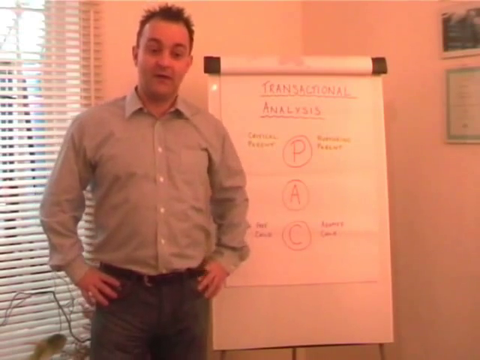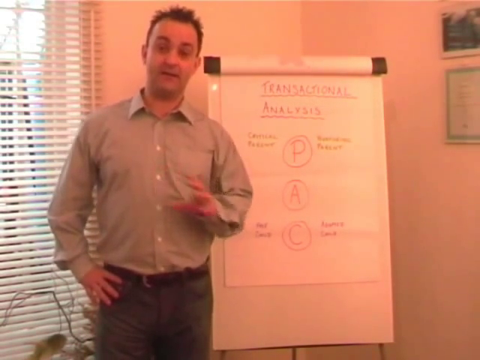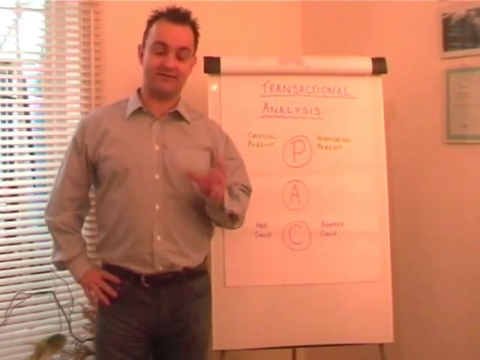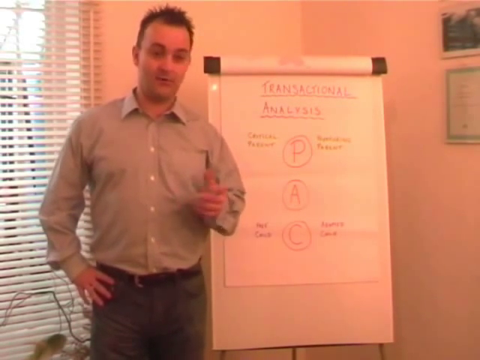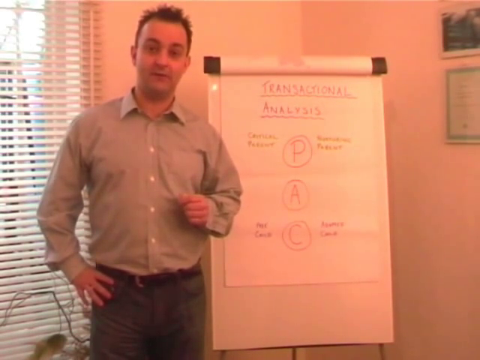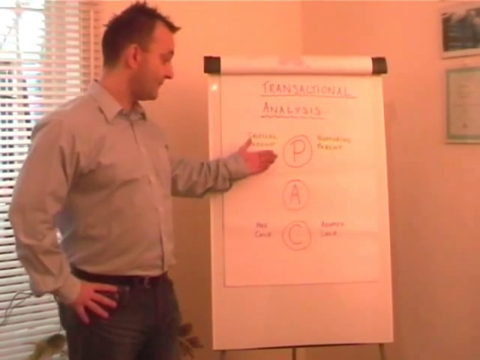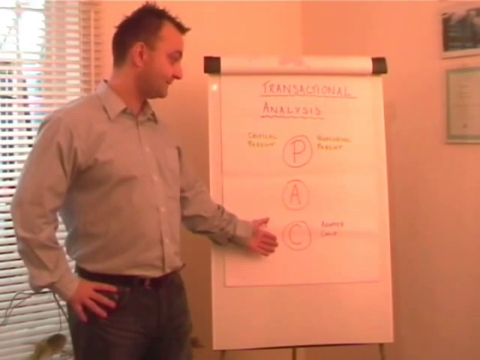A few people have asked me if I could go into a little bit more depth about this. So basically, in the field of psychotherapy, when we look at transactional analysis, which was created by a guy called Eric Berne, I'll give you some details about him at the end of the video. Basically, it says the personality is split down into three categories: the parent category, the adult category, and the child category.